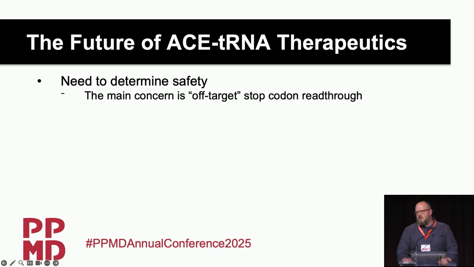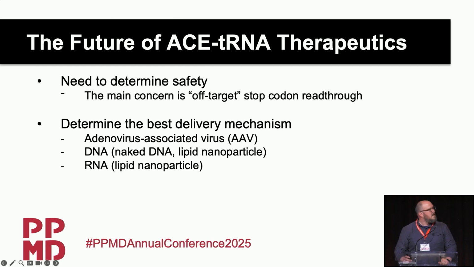And the main concern with ACE tRNAs or suppressor tRNAs is that there are stop codons at the end of every reading frame of every gene, right? And then there's the stop codon that causes the disease, which is early. And so you have to be reading through the disease stop codon, but not the natural termination codon that ends every gene. And that has yet to be determined, I think, in every tissue type, especially muscle after delivery. And then we need to determine the best delivery mechanism.